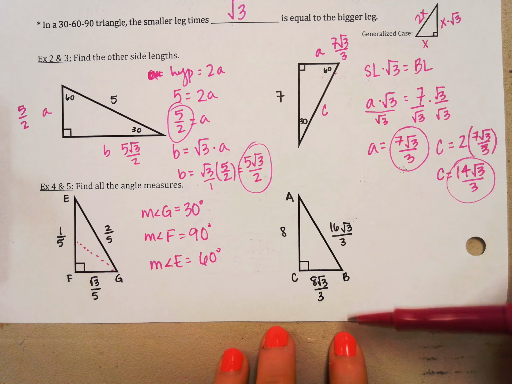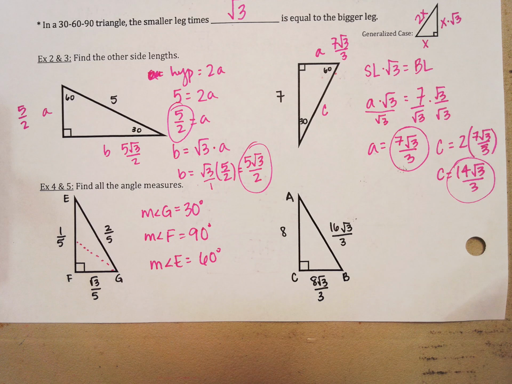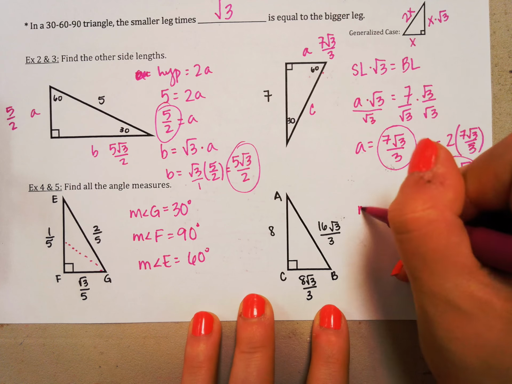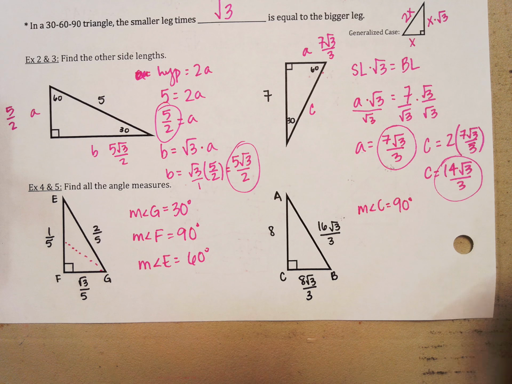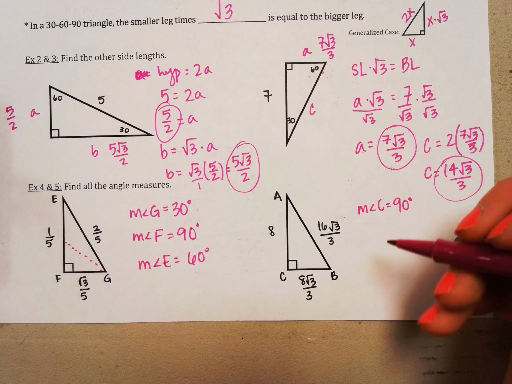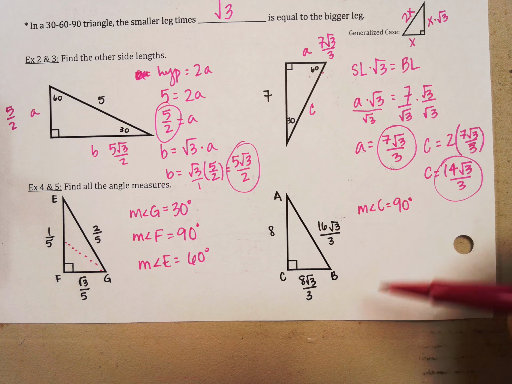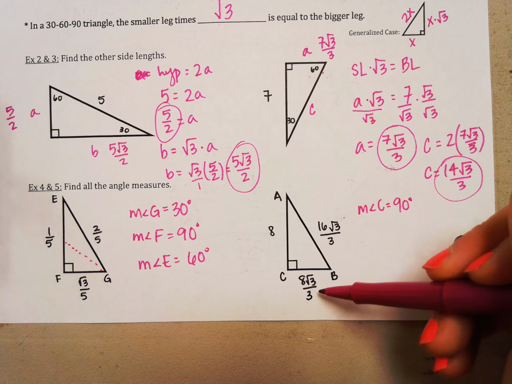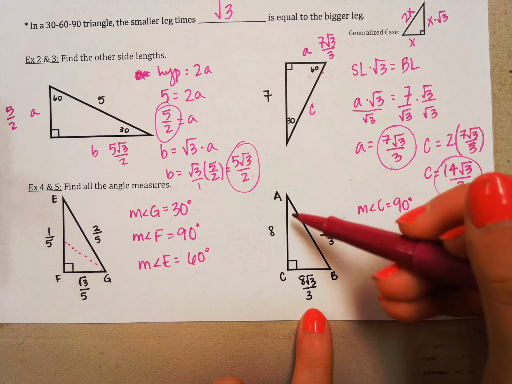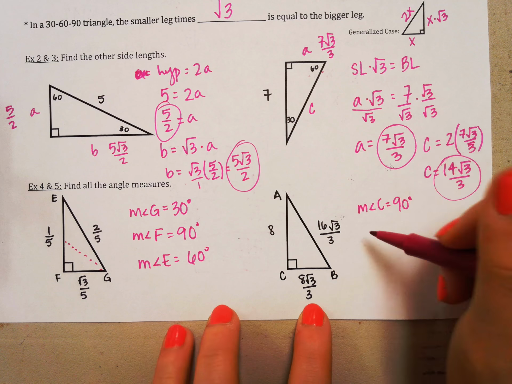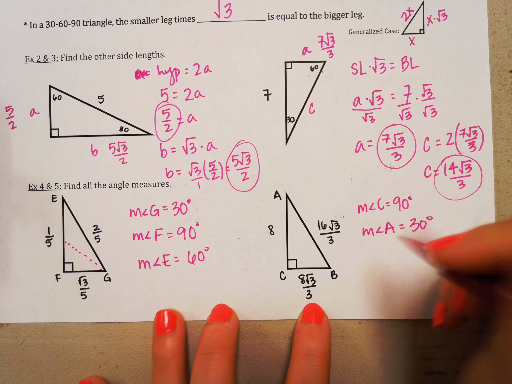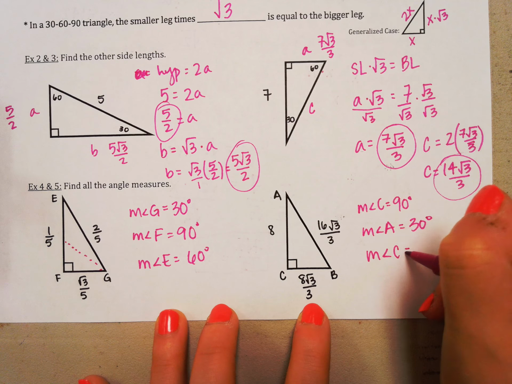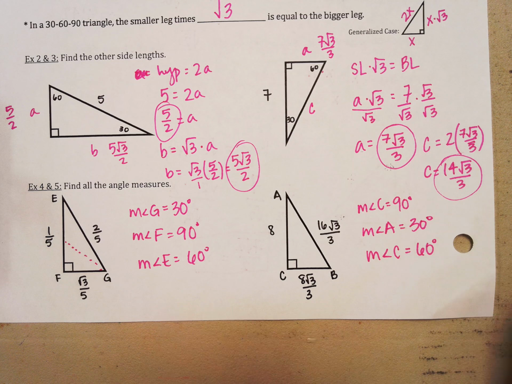This one looks a little bit more complicated, but again, we know that the measurement of angle C is going to be 90 degrees. What I look for first is whether there's a relationship between my hypotenuse and any of my legs being half of that. So with 16√3/3, I can already see that across from my angle A is 8√3/3, so that means that A is my 30-degree angle, and that means that C is my 60-degree angle.